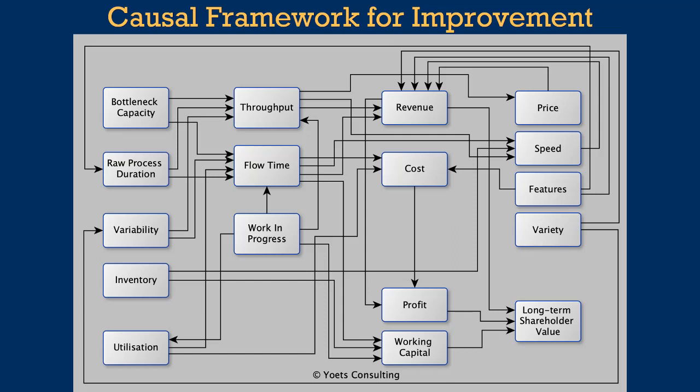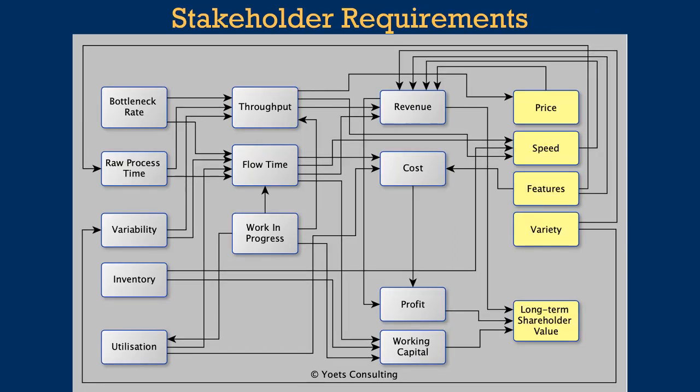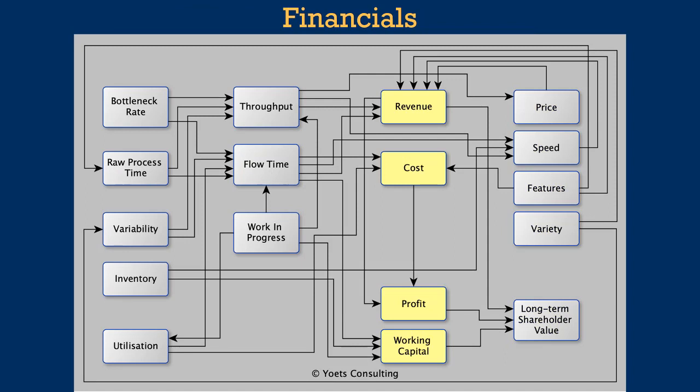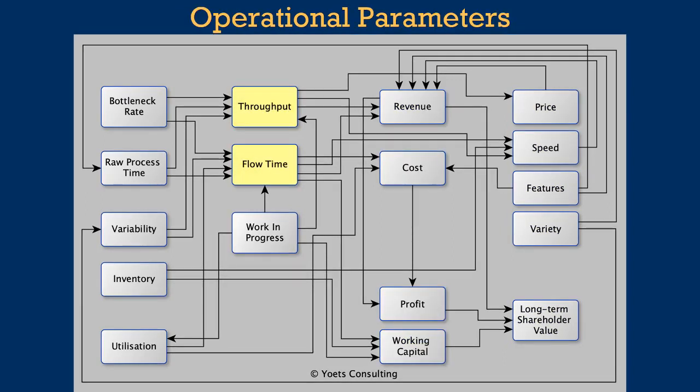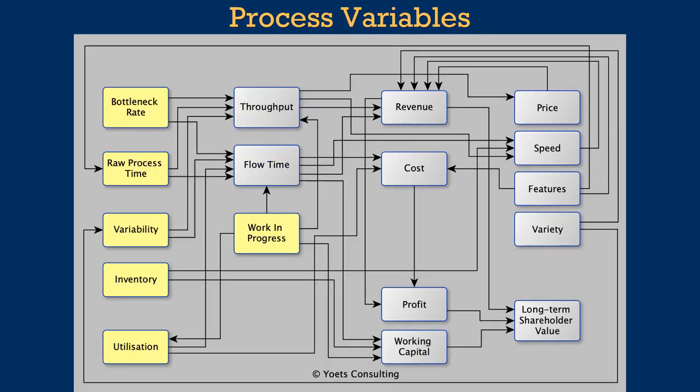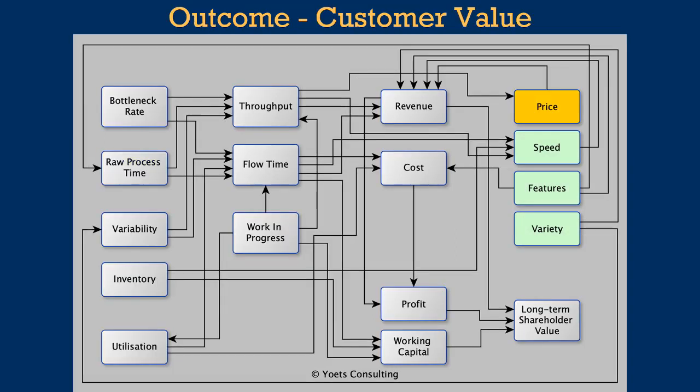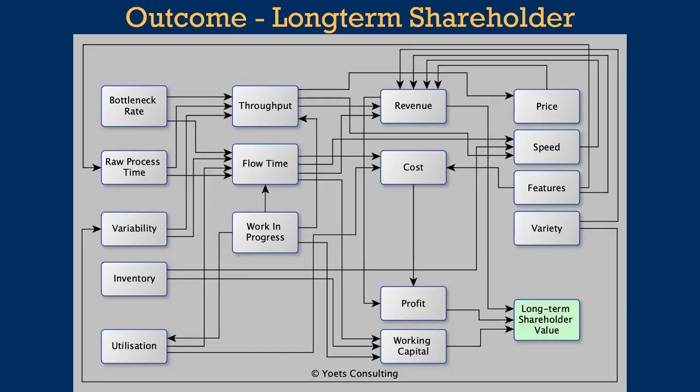So we have a causal framework here for improvement. These are the stakeholder requirements, and we have the financials, and we have the operational parameters that determine the performance of the operations, and finally the process variables within the operations that we can actually control. Okay. Now, these are the outcomes for customers. They deliver customer value, and this is the long-term shareholder value, and this is what our customers and shareholders want.